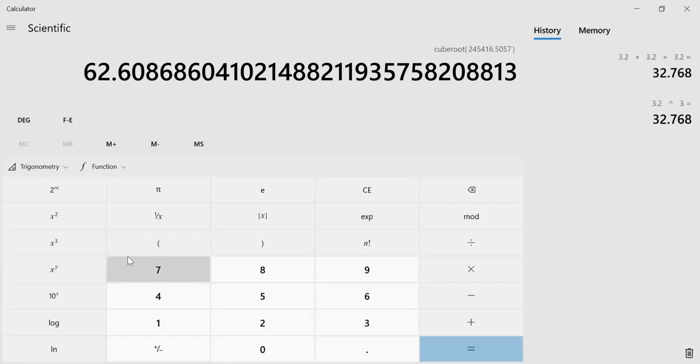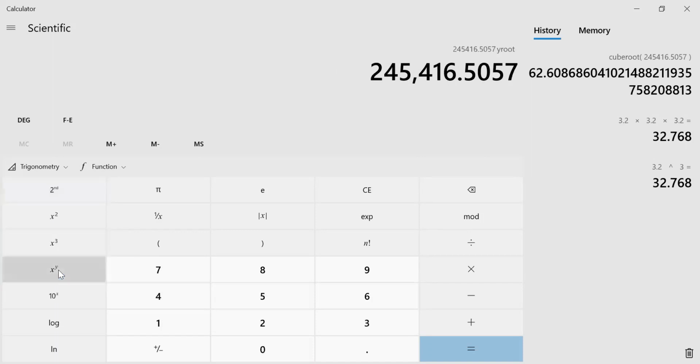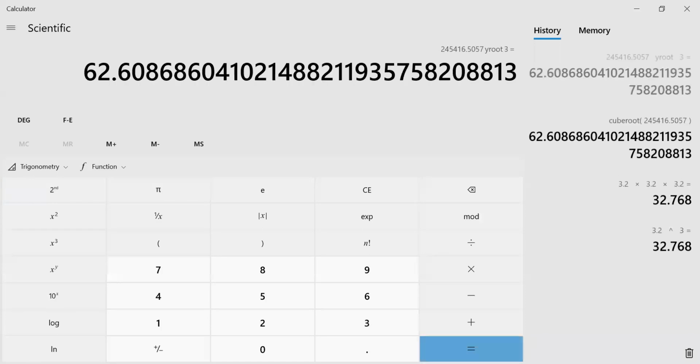Okay, let me show you how you can use it with the other button. So I would go 245,416.5057, and then I'm going to use this one right here. So if you have this button on your calculator, you click it, and now it's asking you what root. Well, we want to do the third root, right? Which means cube root, and I hit enter. At least I thought I did. There you go. And see how we get the same thing.